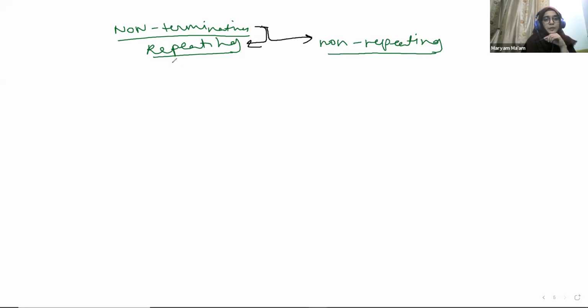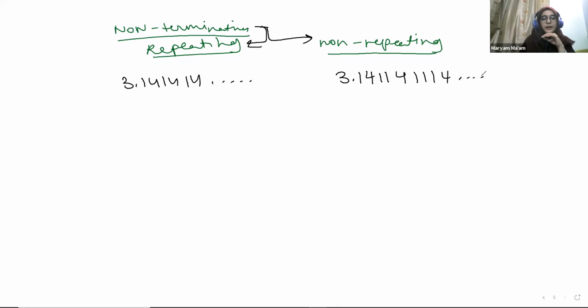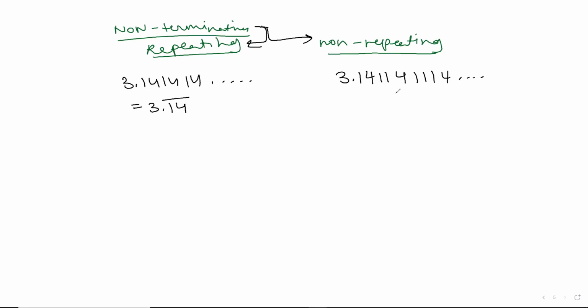Soya, would you like to give an example for repeating? Yes, ma'am. Like 3.14141414 till the infinity, and non-repeating 141141114, ma'am, like this. Very good, very good. Okay, any doubts up until now, you can frankly ask. Don't hesitate. No, ma'am, no doubts. 3.161 bar, and this is non-repeating, as in no pattern, the number isn't repeating itself.